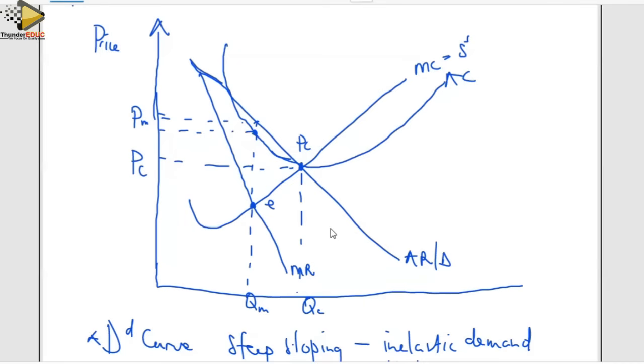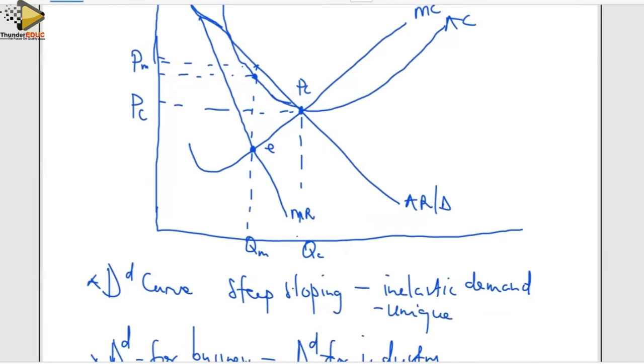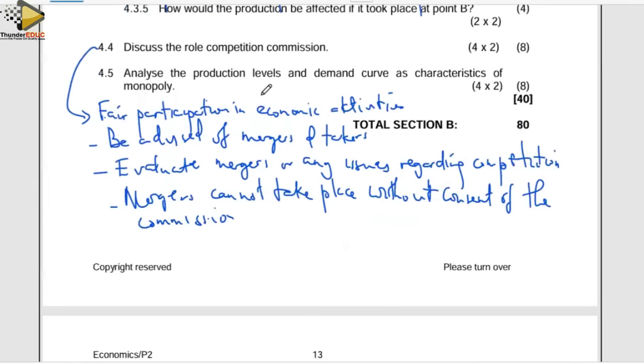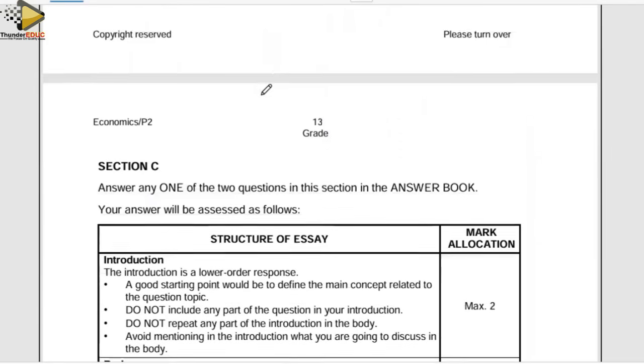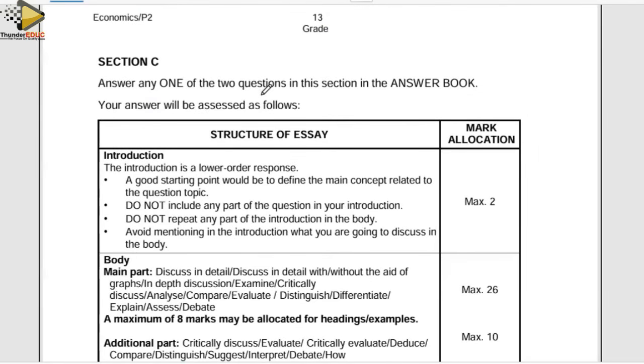Let's go on to the next part. That was question number 4.5, which wanted us to analyze the demand curve of a monopolist and also the production. We move on now to section C, which is our essay section.